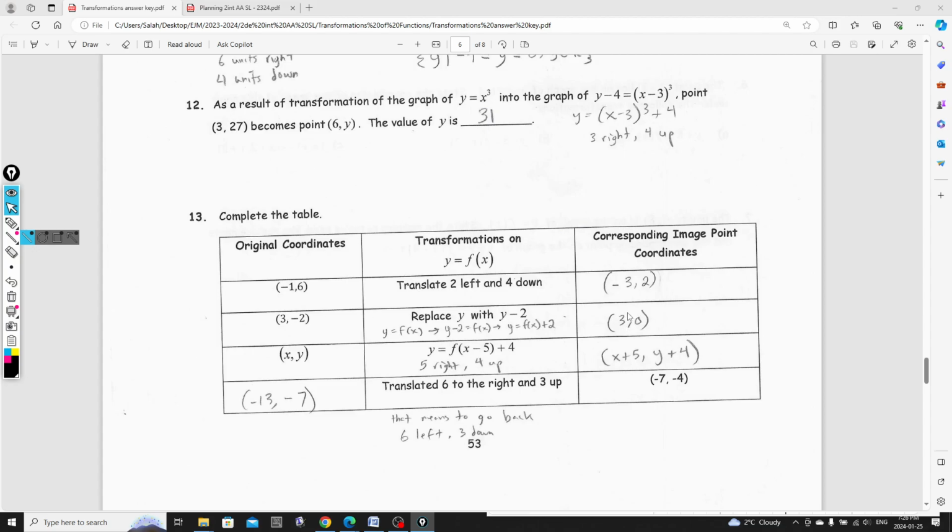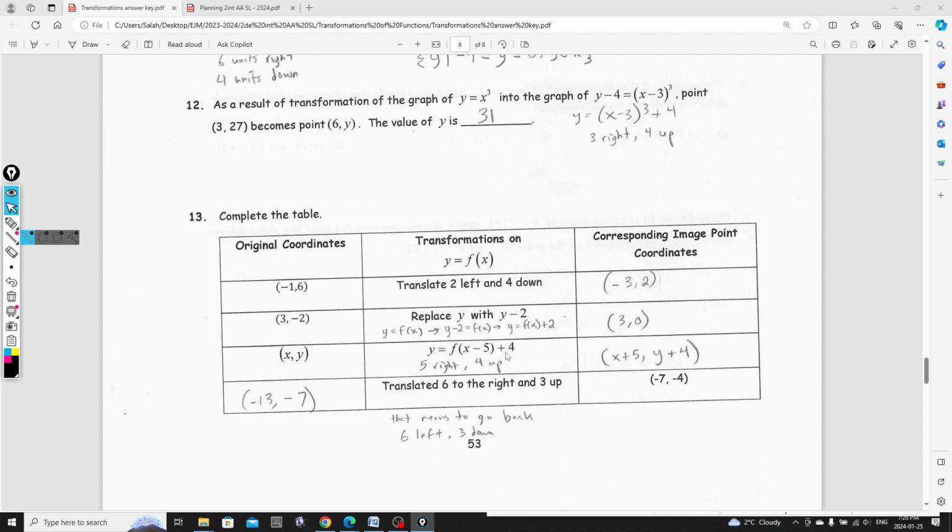Okay, so the x-coordinate is not going to change. But I am moving 2 units up. Well, if I'm at -2 and I'm moving 2 units up, that's -2 plus 2. That gets me 0. Okay? My original coordinates here are x and y. Okay, so it's looking like I'm going to be writing the mapping notation for this, right?